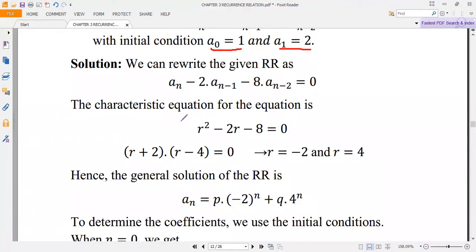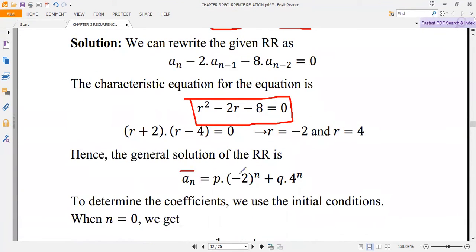Now, the roots of this characteristic equation will be the numbers whose sum is minus 2 and whose product is minus 8, which are plus 2 and minus 4. Factorizing, r plus 2 times r minus 4 is equal to 0, so the roots are minus 2 and 4.